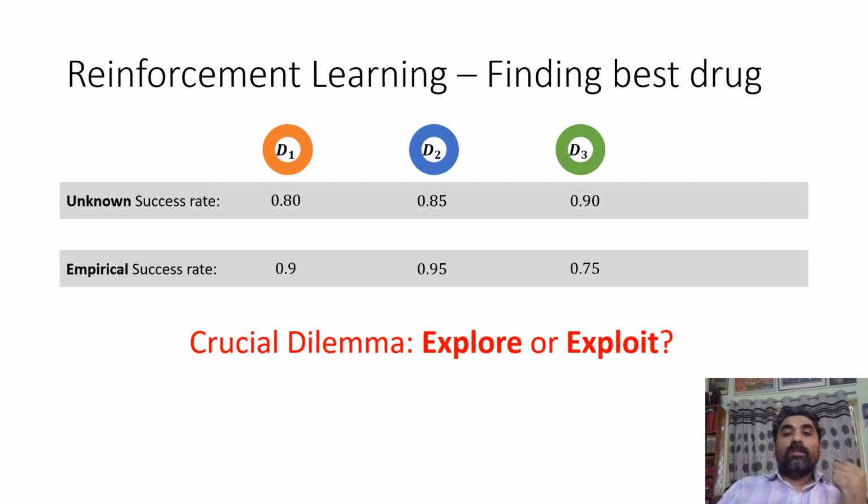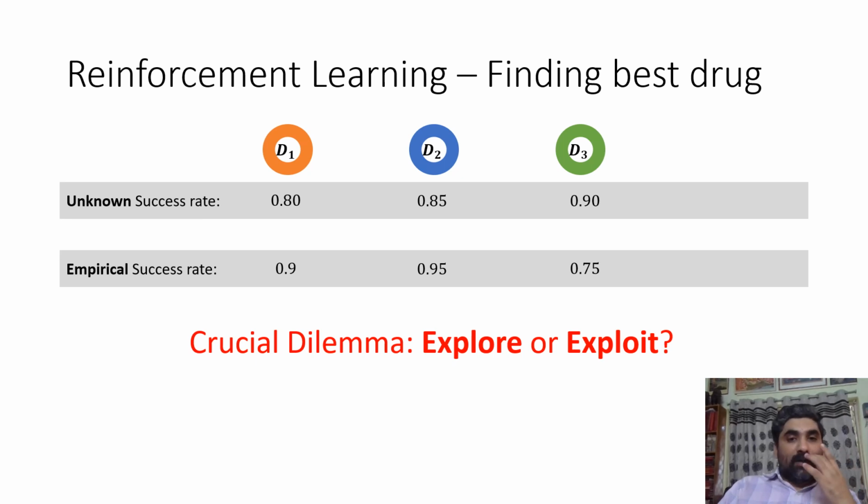One idea could be to employ the drug which has the highest empirical success rate. Let's see what happens if we do that. Then we would obviously pick D2, which happens to be suboptimal, by the way. We would employ D2, and if you keep employing drug 2, this number would converge to 0.85, because if you have the luxury of conducting an infinite number of trials, all these empirical numbers would be the same as the unknown success rates. As soon as this number goes below 0.9, drug 1 will be selected, and then after some time, D1's rate will start converging towards 0.8, so then you'll start picking drug 2 again.